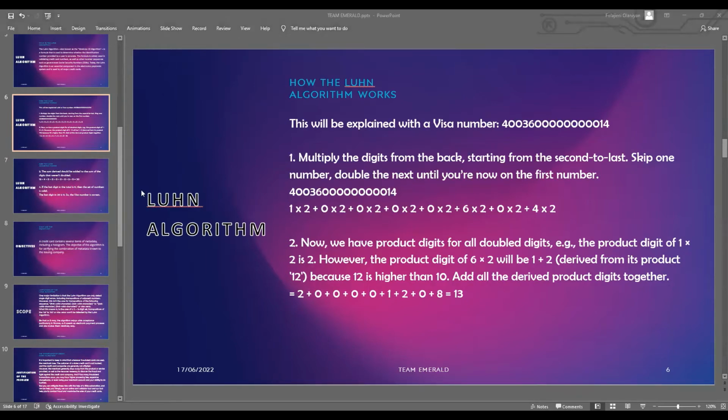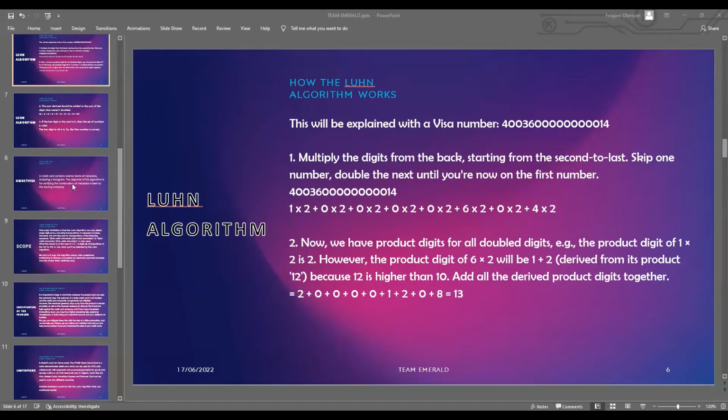Yeah, thank you. That is the explanation for the Luhn algorithm. And if you look at our slide, there's a way to understand how the Luhn algorithm actually works. But we are moving on to the objectives of the project, and that will be taken by Dozie.